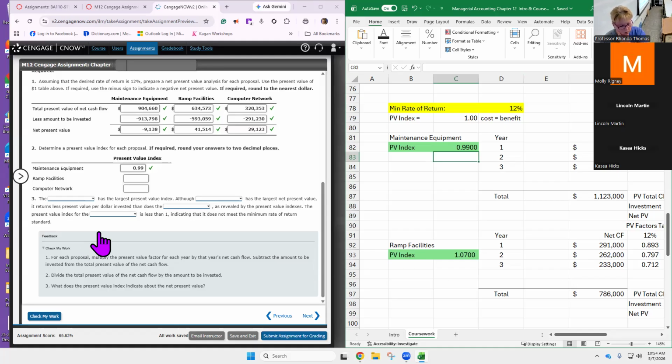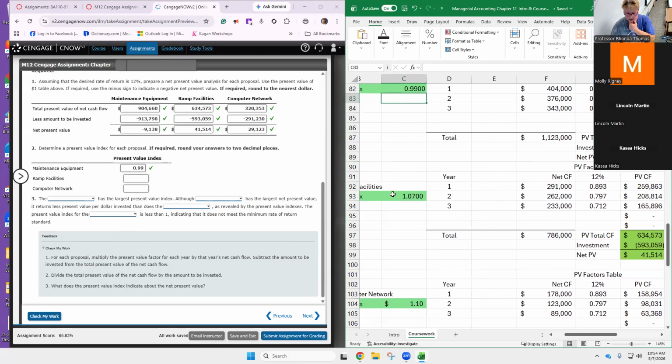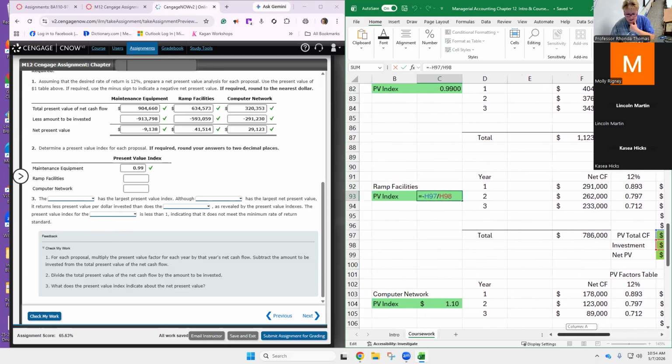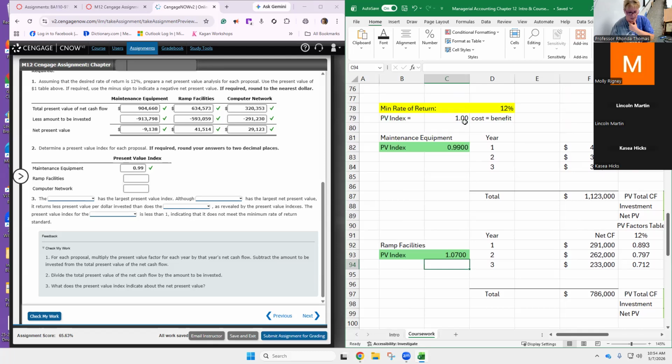All right, so now let's look at the ramp facilities. The ramp facilities for me is calculating an index of 1.07. Now I'm going to double check that that is what I expect. So here is my present value of my cash flow. There's the investment, and I have something left over. So it's reasonable for me to look at this and see that the index is over 1, because what's the threshold? We want to make sure it crosses at least 1. So I'm going to put that in there, and they want it to 2 decimal places.